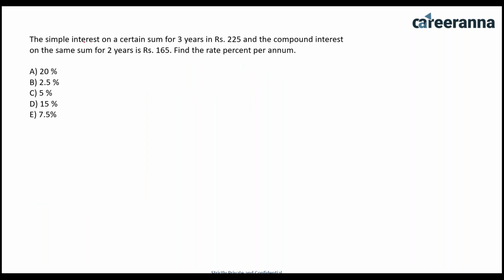Okay, next question: the simple interest on a certain sum for 3 years is rupees 225, and the compound interest on the same sum for 2 years is 165. Find the rate percent per annum. Very easy question, guys. We'll do it without pen and paper. Please do it ASAP. Very easy question. I'll tell you a trick.